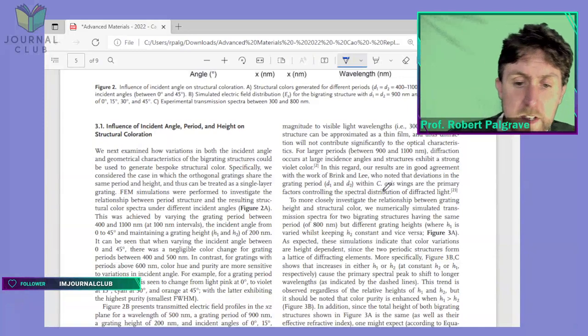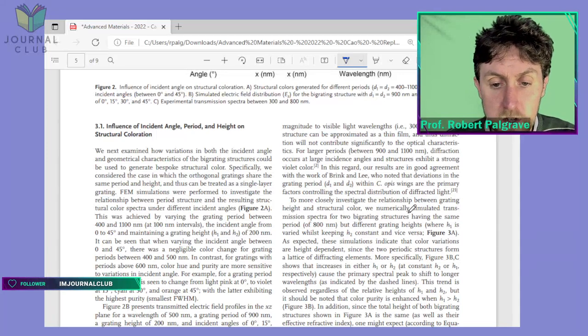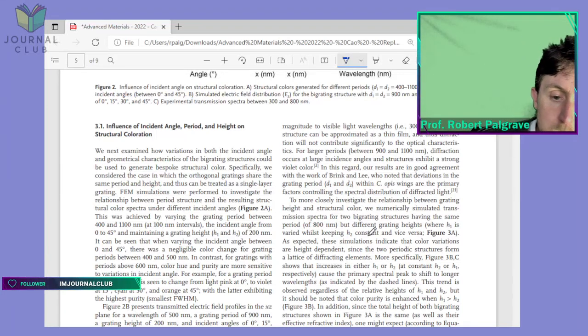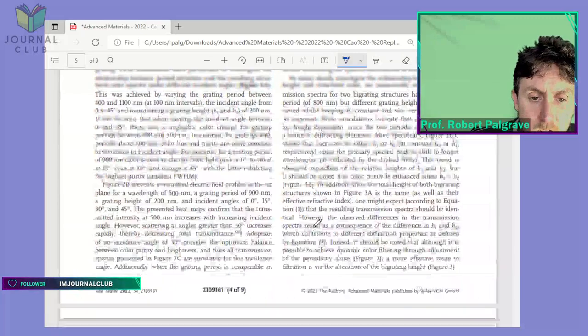To more closely investigate the relationship between grating height and structural color, we numerically simulated transmission spectra with two bigrating structures having the same period but different grating heights, where H1 is varied whilst keeping H2 constant, and that's shown in figure 3a. Let's have a look. Well, let's just see what they say.